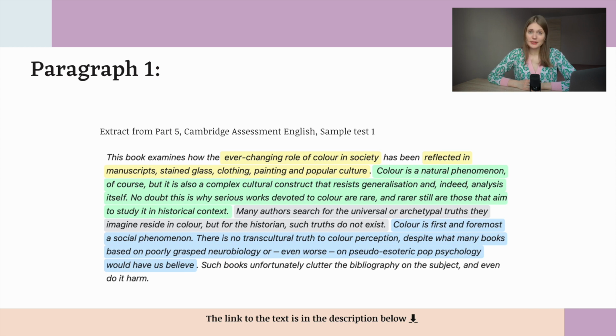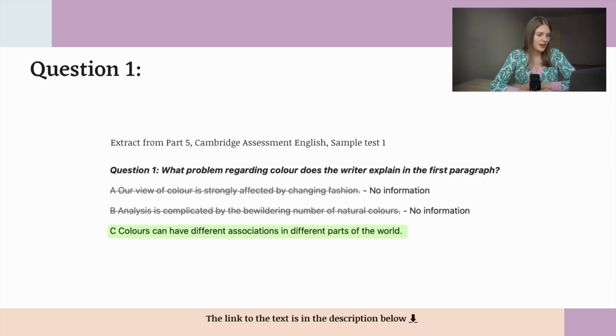Okay, in paragraph 1, the writer mentions the following: what the book is about, why there are so few books about color in general and in historical context in particular. Then goes the difference between how historians and other authors view and analyze color, and what the primary role of color is. Now let's look at the first question again with the options given and weed out those that don't fit. Question: what problem regarding color does the writer explain in the first paragraph?